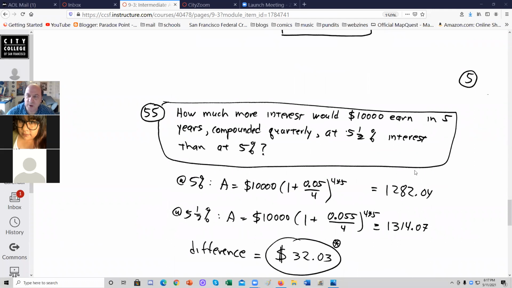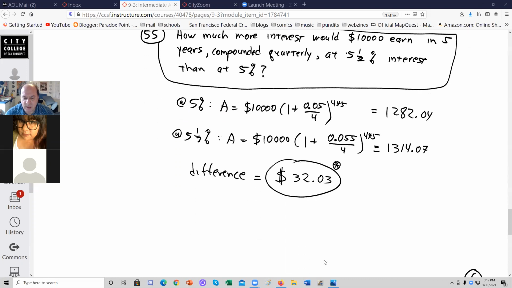How much more interest would $10,000 earn in 5 years compounded quarterly at 5.5% interest than at 5%? Okay, fine. Well, you have your $10,000 here and here. 1 plus, here it's 0.05 over 4, to the 4 times 5. Here it's 0.055 over 4, to the 4 times 5. So, okay, we work it out. 1282.04, 1314.07. The difference is $32.03.